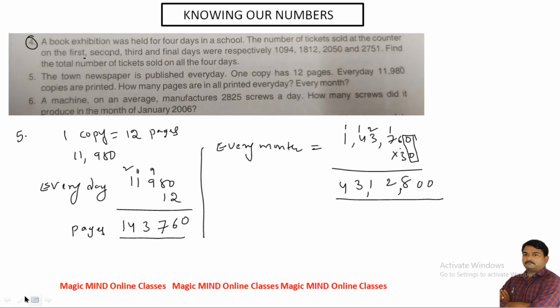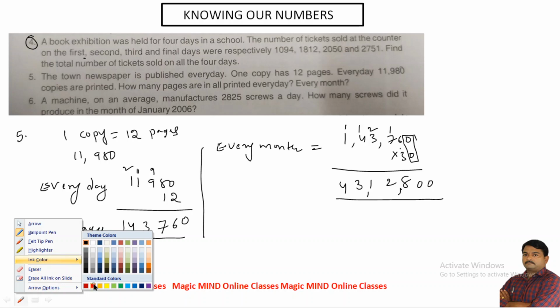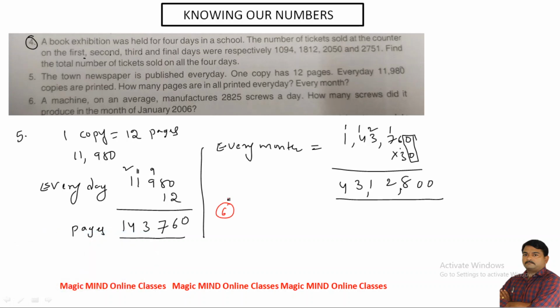That's all. Now we are going to see question number 6. The sixth question we are going to discuss. What is it? A machine on an average manufactures 2,825 screws a day. How many screws did it produce in the month of January 2006? I will explain it orally, so observe here. A machine on an average manufactures. So how much does the machine manufacture here?